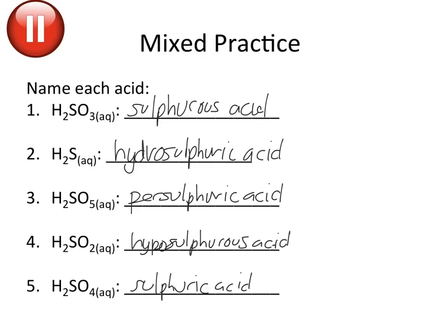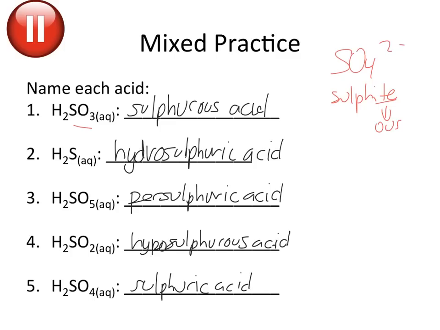All right, welcome back. So here we have the first one, SO3. SO3 looks like the base ion of SO4 2 minus, except that it's missing one oxygen. So that missing one oxygen would be called sulfite. And remember that those ites turn into oses, so it's sulfurous acid.